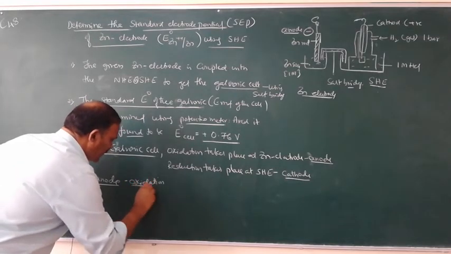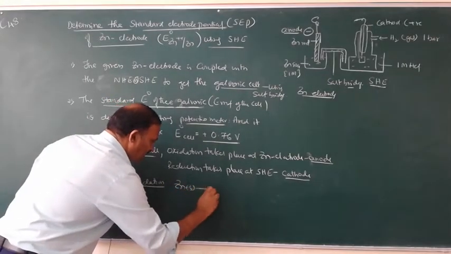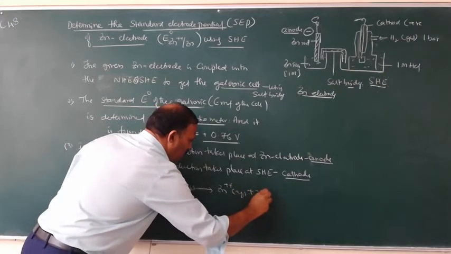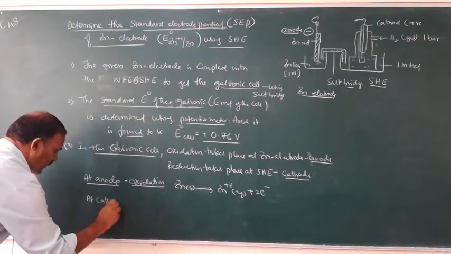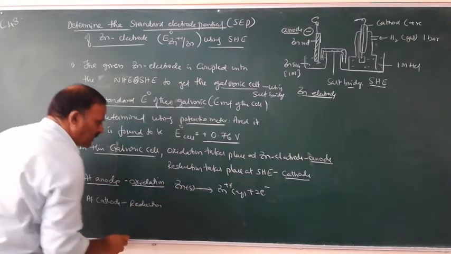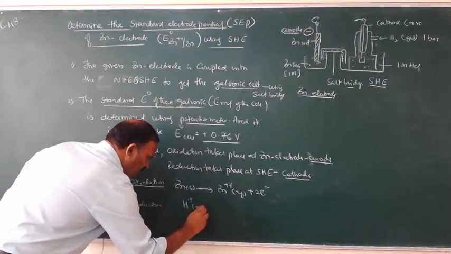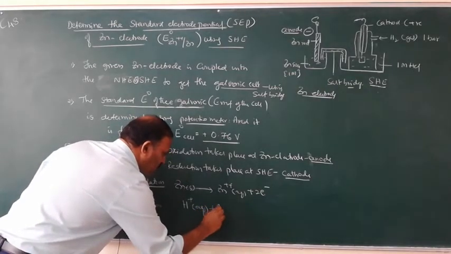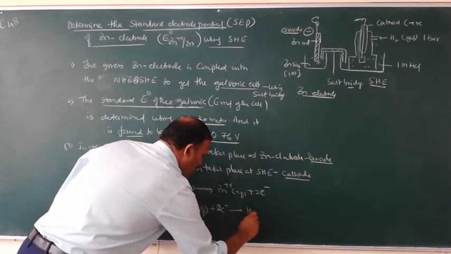Oxidation takes place. So what is the oxidation reaction? Zn gives Zn2+ (aq) plus 2 electrons. So at the cathode, what happens? Reduction takes place. So what is the reduction reaction of SHE? 2H+ (aq) plus 2 electrons gives H2 (g).